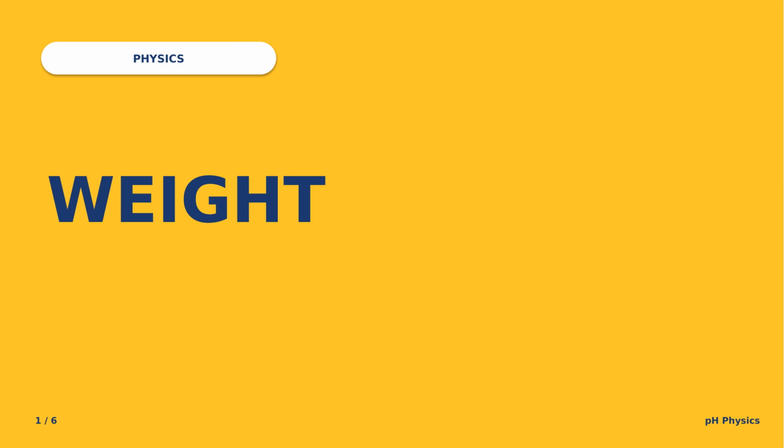Today's explainer is weight, the gravitational force on you. By the end of this video, you'll know how weight differs from mass, how to calculate it, and why an astronaut weighs a sixth on the moon, but still has the same mass.